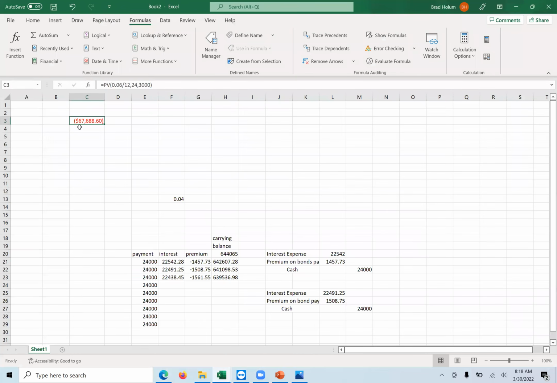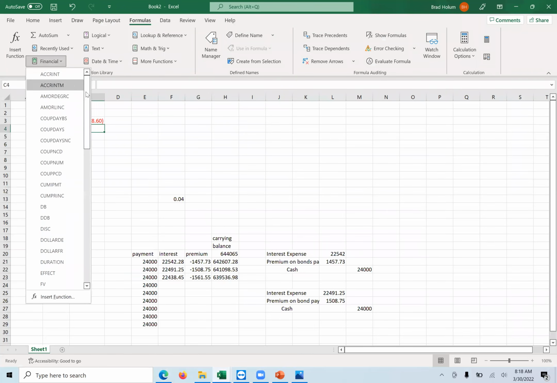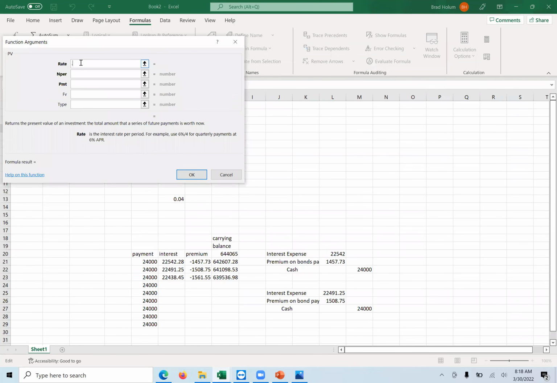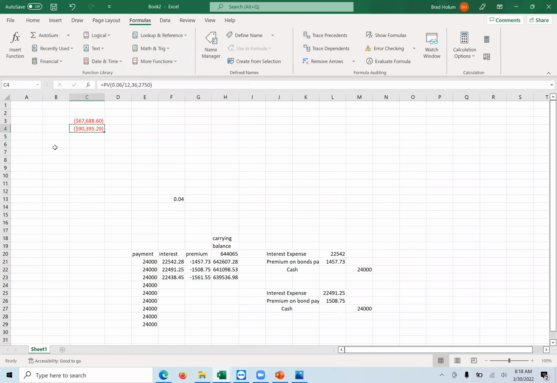So we would go and we would take financial present value, and the rate is 0.06. Divide that by 12. Number of periods, is it 3 years or a 3-year lease, $2,750. So the number of periods is 36. Payment is $2,750. And we see here the present value of those 3-year lease payments at a 6% rate, $2,750 per month, is $90,395.